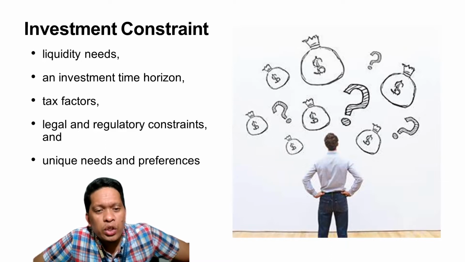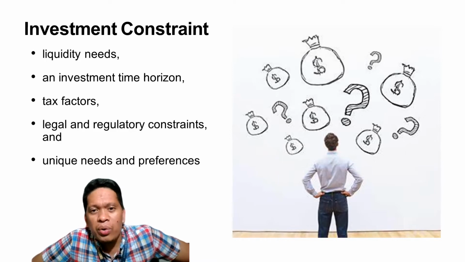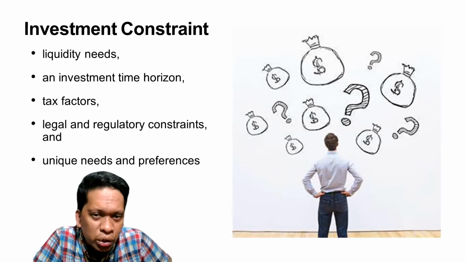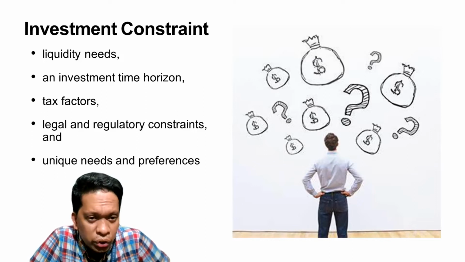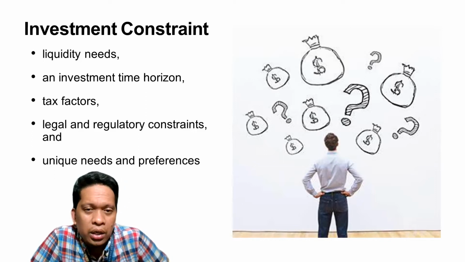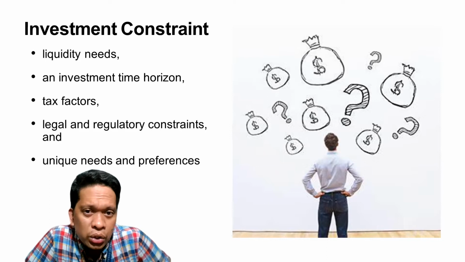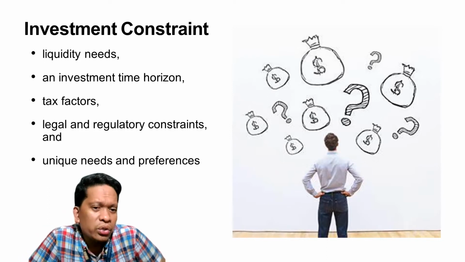And then second is the investment time horizon. Our life is limited. We could die. We do not have the luxury of time to grow our funds, so this will really affect how we make decisions for the future. Then the third one is tax factors. Sometimes we will be taxed 20, 30%, and in other countries 40%. So this will really affect our returns.